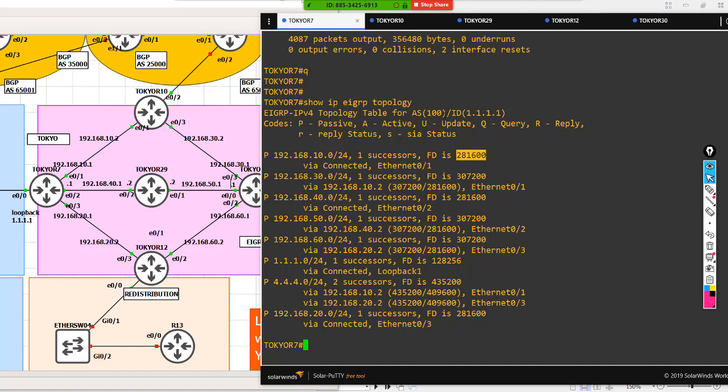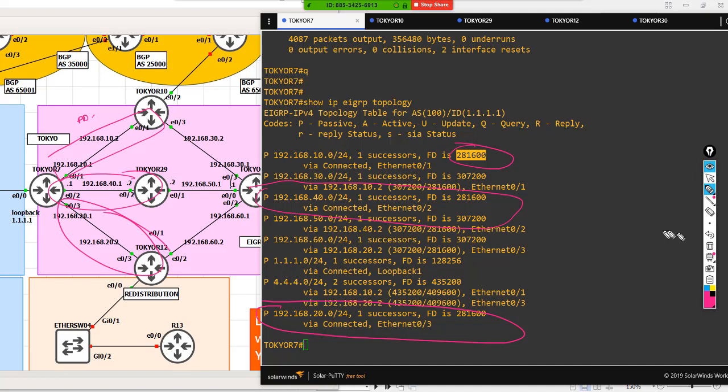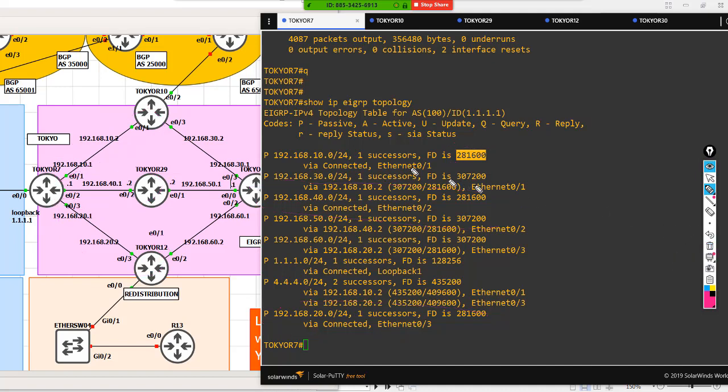So what is FD? FD is the feasible distance to the neighbor. If you see this, in this case, this is the FD, and what is the metric? Metric is this. And how do we calculate it? The same normal formula that we discussed. That's in the case of directly connected. You will see they have a similar behavior, because they are all on an ethernet link, so they are going to have an equal metric towards a similar link.